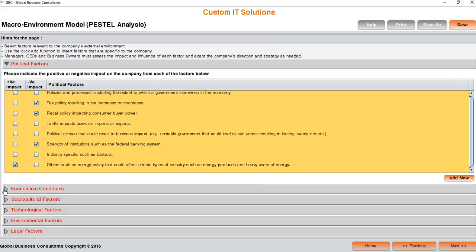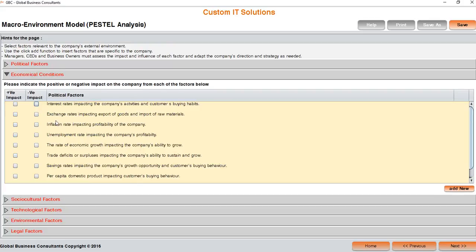So I'm going to click on economic conditions to continue my PESTEL analysis. In terms of interest rates impacting the company's activities, yes, any interest rate hikes negatively impact our business. Exchange rates impacting exports don't really apply to us. Inflation rate does have the potential to impact the profitability of the company, especially when we have to give annual increases to staff and keep up with the rate at which inflation is rising, so that tends to have a negative impact on our business.